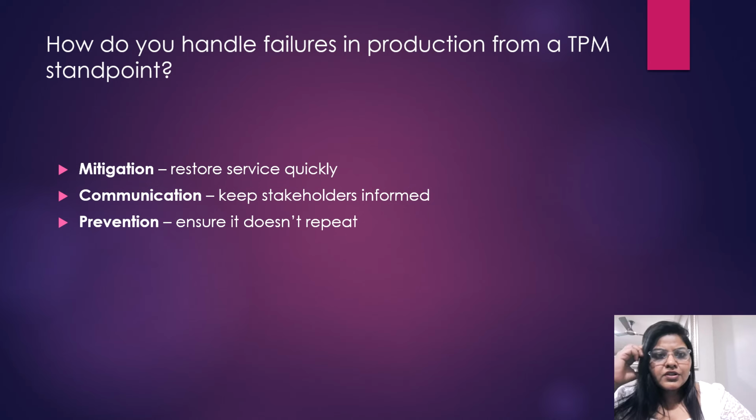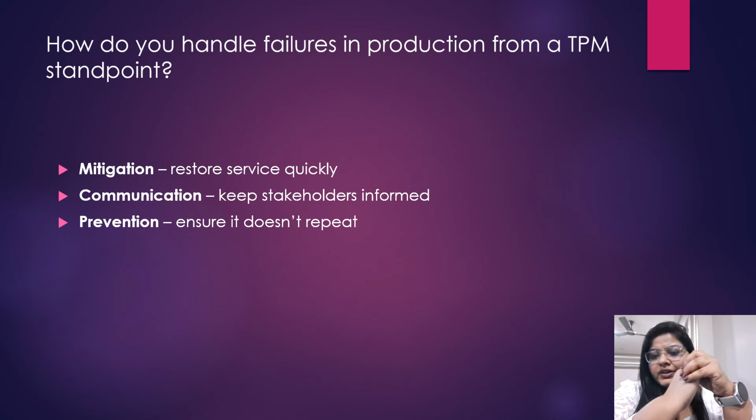So the next question is, how do you handle failures in production from a TPM standpoint? My three goals whenever a production incident happens, due to the changes we have built as a program, are these. Mitigation: first, we need to restore the services as quickly as possible. Communication: keep the stakeholders informed. And prevention: ensure it doesn't repeat in future.